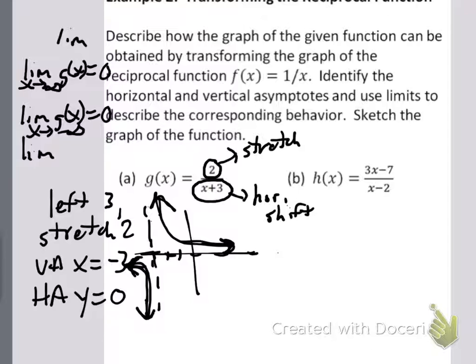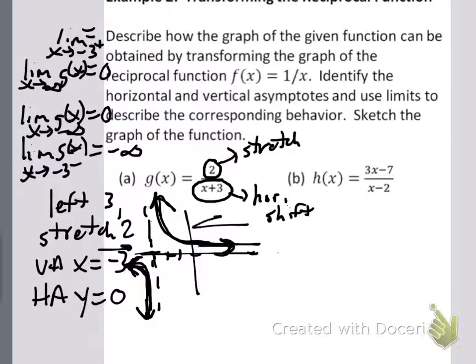Now, we have a vertical asymptote, which means that we are going to approach negative 3 as x approaches negative 3 from the left. So as x approaches negative 3 from the left, it's going towards negative infinity. And then the limit as x approaches negative 3 from the right, so here we're coming in from the right, here's our graph, it's getting infinitely bigger.